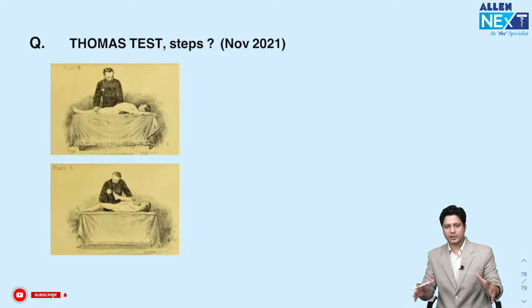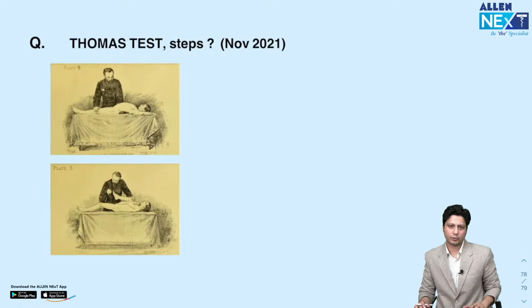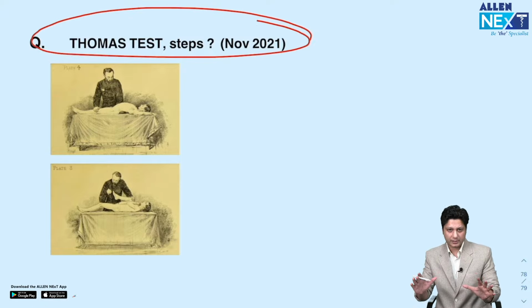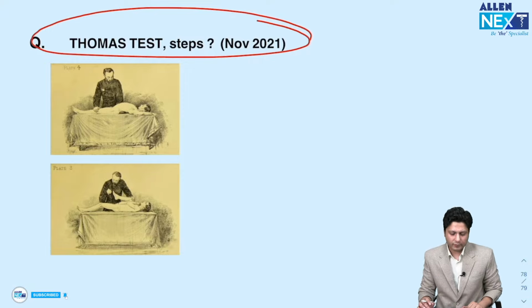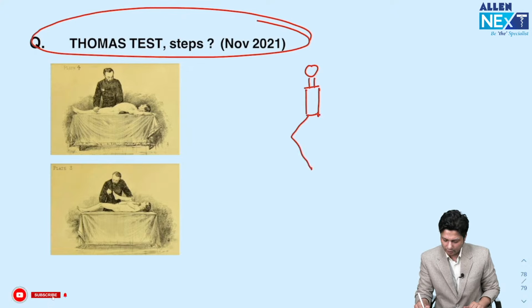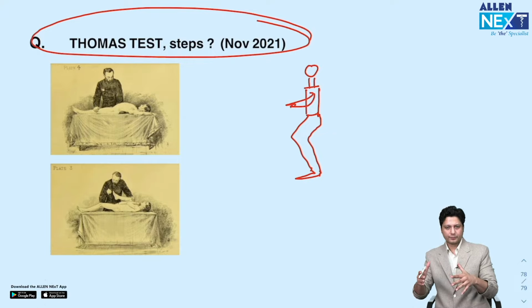Again, I'm saying that for Trendelenburg test related questions, you just have to think and then answer. There was a question asked in November 2021 related to the Thomas test, asking what the steps are to follow in case of the Thomas test. Now, before we talk about it, just try to understand this. Imagine a patient, seen from the lateral side, who has a fixed flexion deformity of the hip joint.